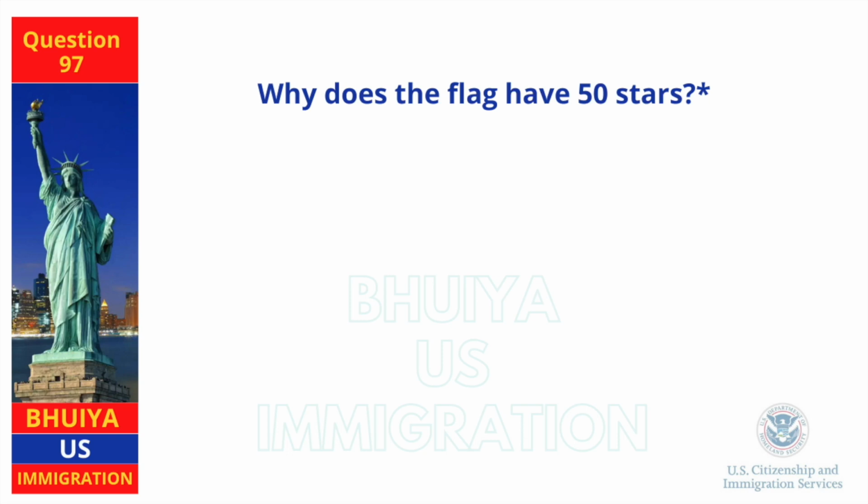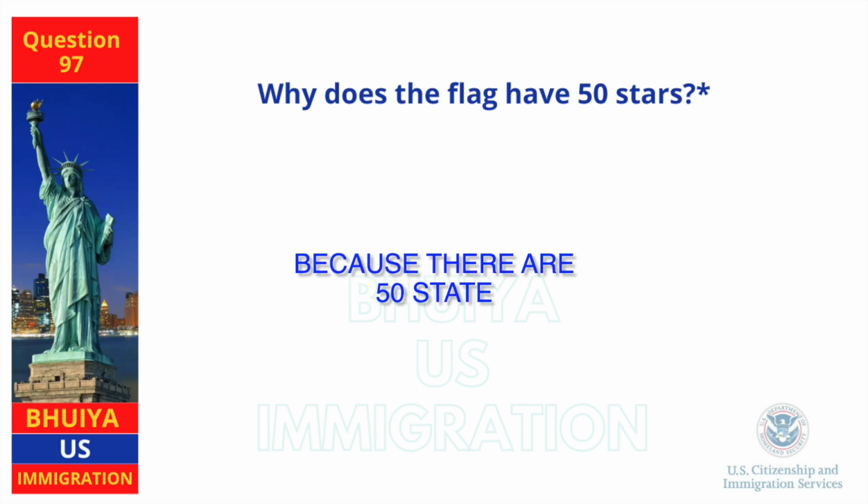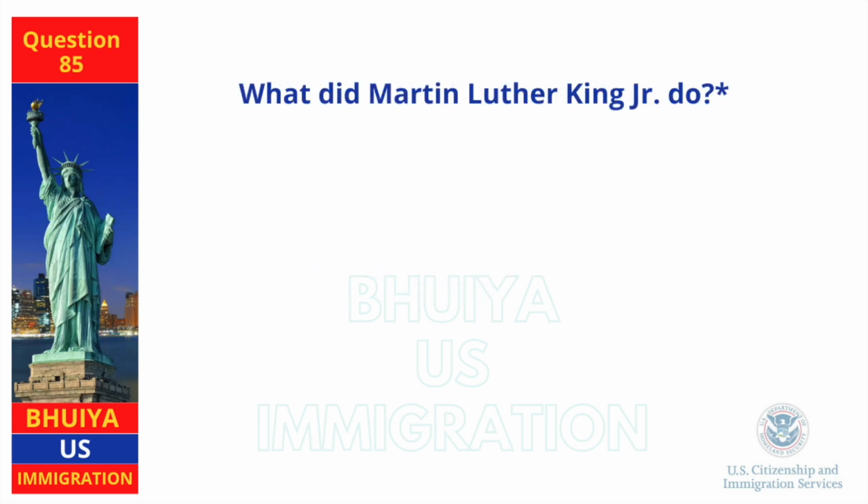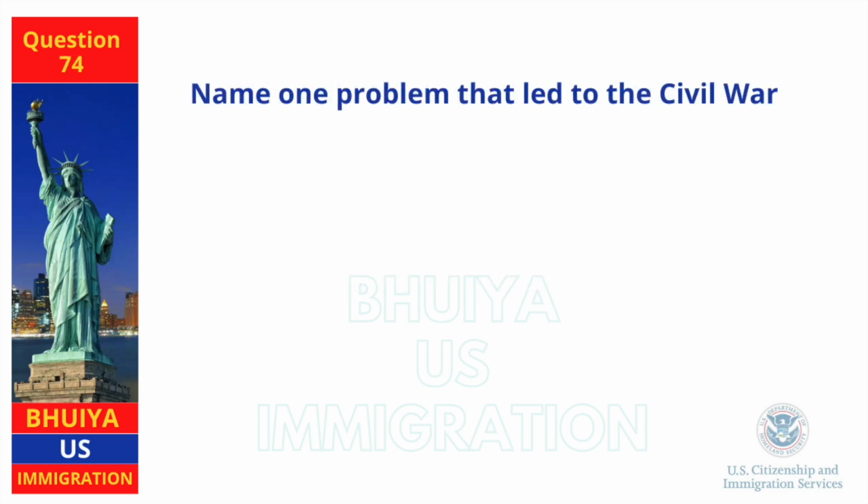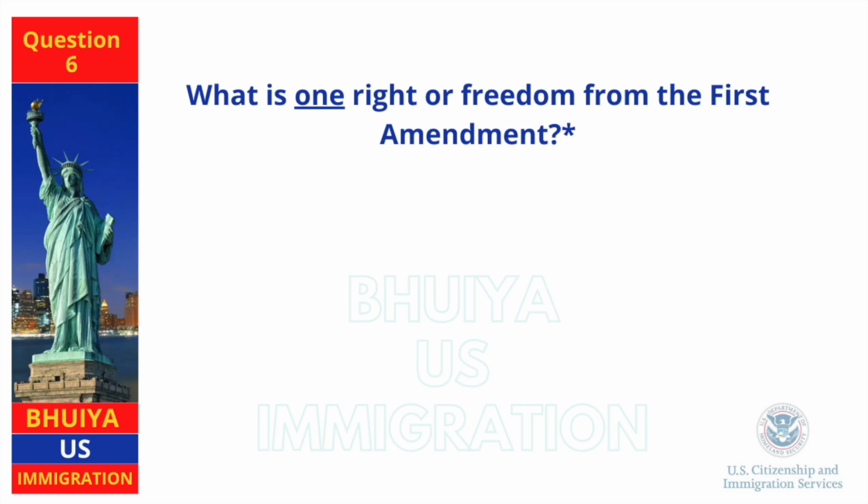Why does the flag have 50 stars? Because there are 50 states. What did Martin Luther King Jr. do? Fought for civil rights. Name one problem that led to the Civil War. Slavery. What is one right or freedom from the First Amendment? Speech.